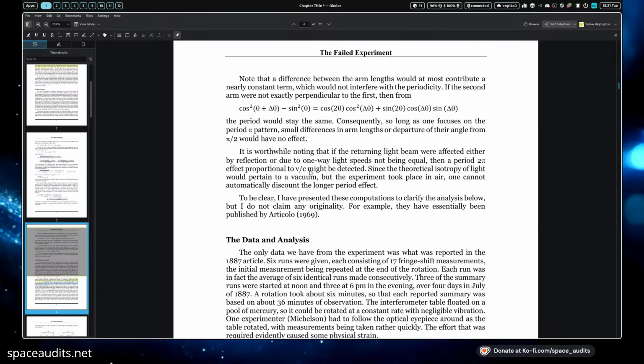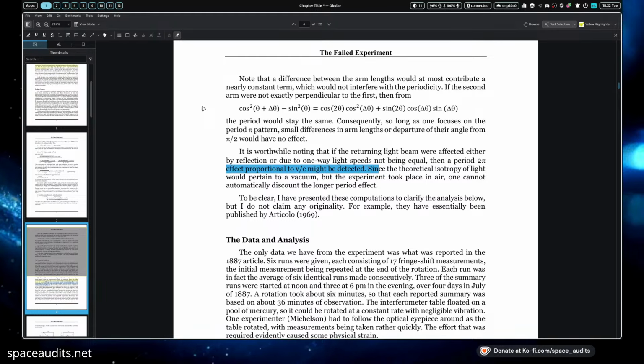It is worthwhile noting that if the returning light beam were affected by either the reflection or due to the one-way speed not being equal, then the period 2 pi effect proportional to V over C might be detected. Now, this is exactly, well, it was detected. The proportional ratio to V over C.